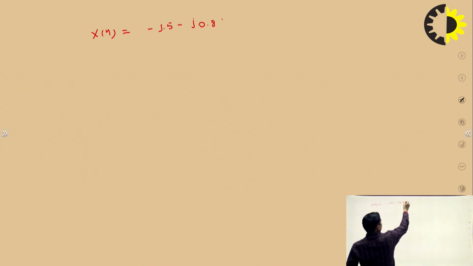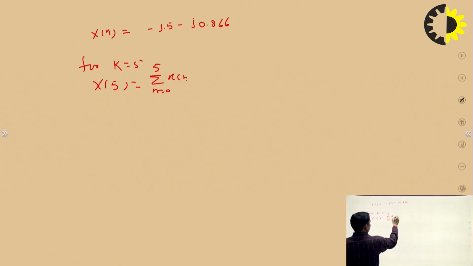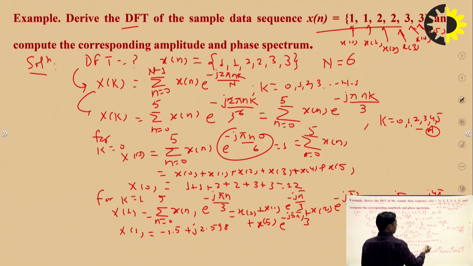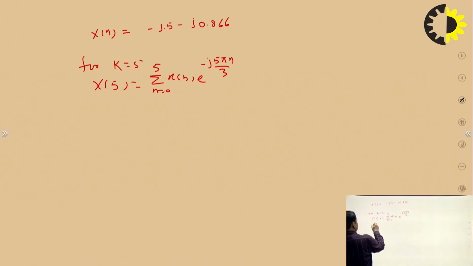So, the value of this X of 4 comes out equal to minus 1.5 minus j 0.866. For the last one, k equals 5, we will evaluate from equation A. The X of 5 will become the sum for n equals 0 to 5 of x of n e raised to the power of minus j 5 pi n by 3. So, further, it will expand x naught.